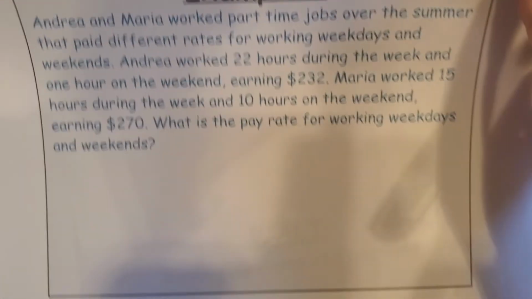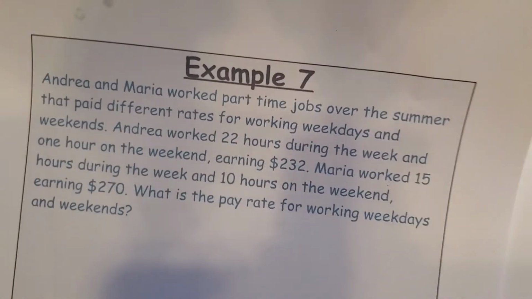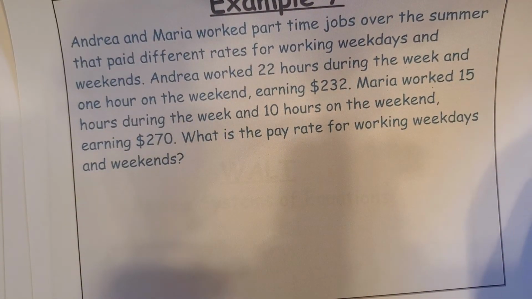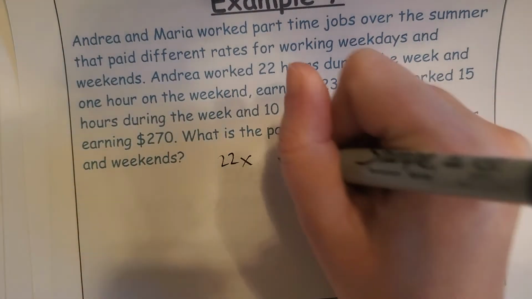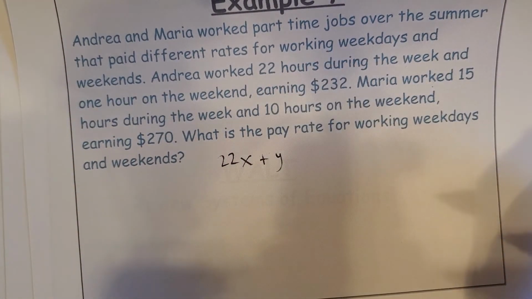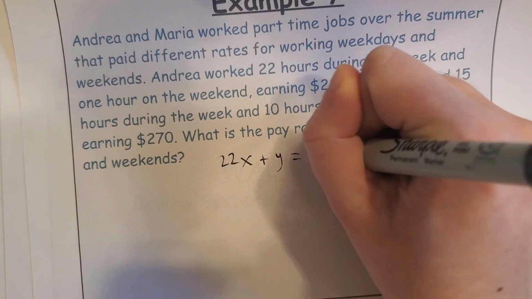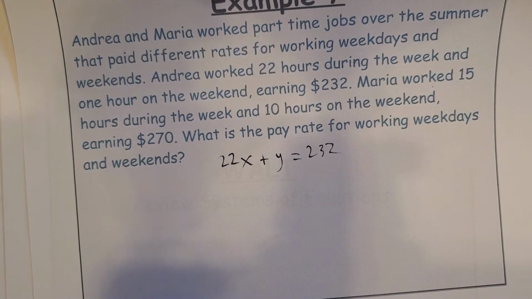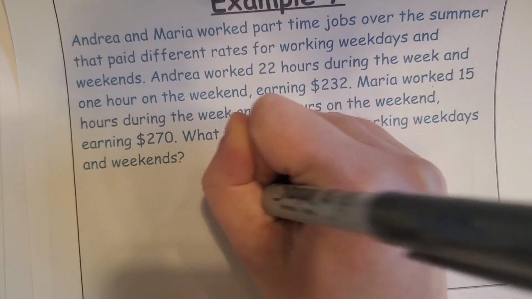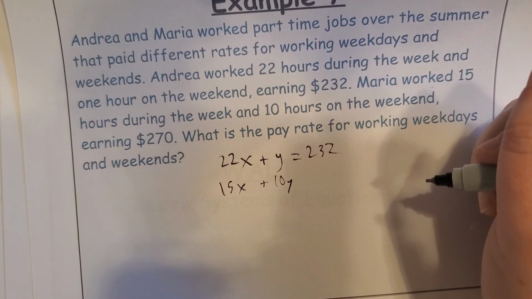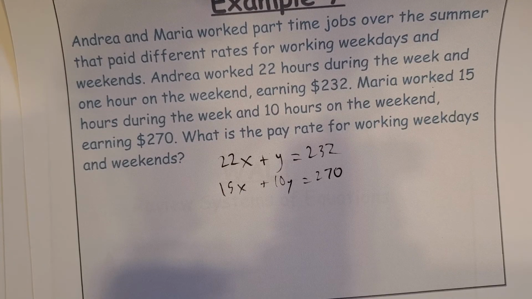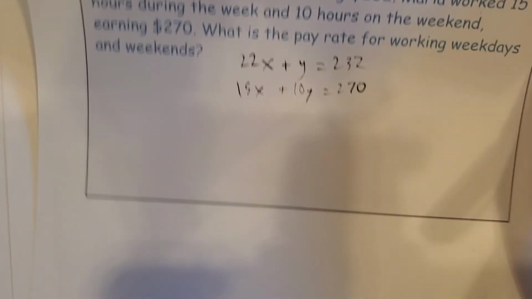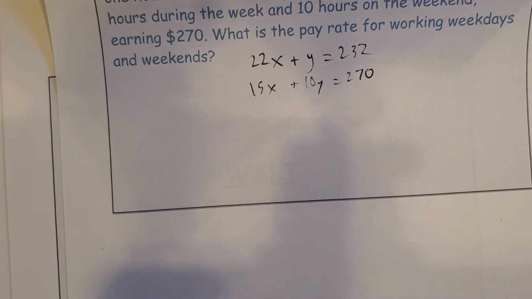So considering we have week versus weekend, I think I'm going to go back to X and Y for something like this because I don't want to use W twice. Andrea worked 22 hours during the week, so we'll go with X. And then 1 extra hour, we'll go with Y on the weekend for a total of $232. Maria worked 15 hours during the week and 10 hours on the weekend, earning 270. That's your system. And this might get us some relatively large numbers, but let's switch it up. Let's go for substitution to solve this one.